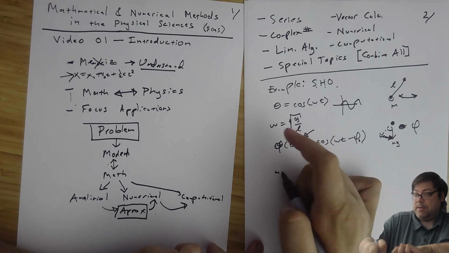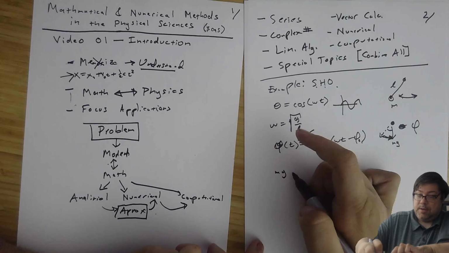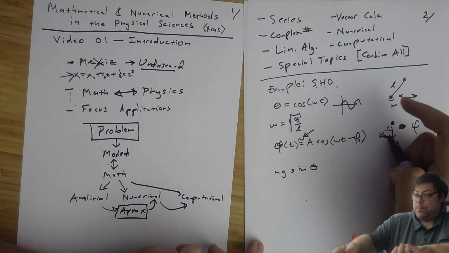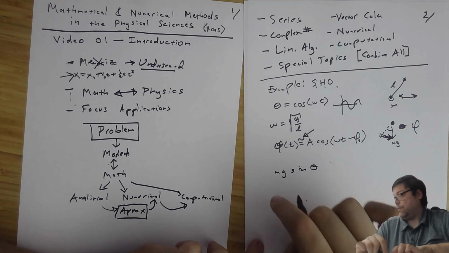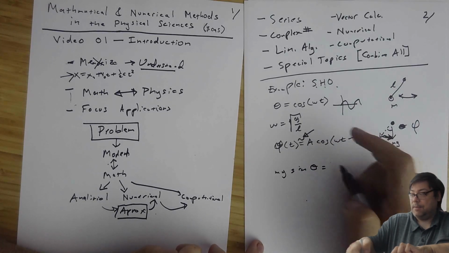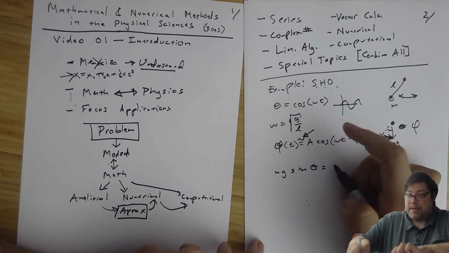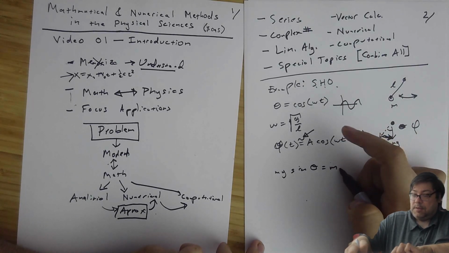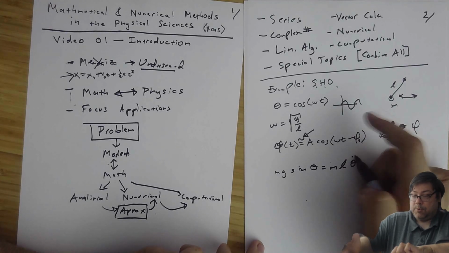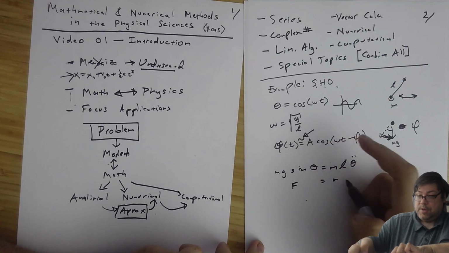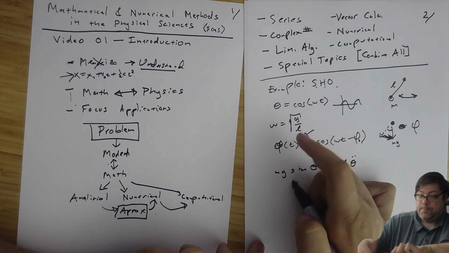We have mg sine of theta. That's the force in this direction, and that force is just going to equal the mass times the acceleration. The mass times the acceleration is just m, let's see, L theta double dot. This is another way to say F equals ma.